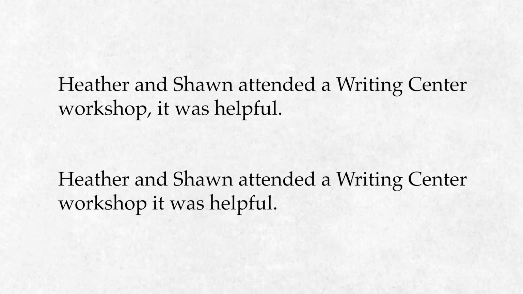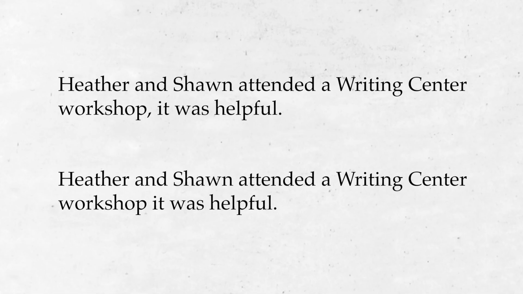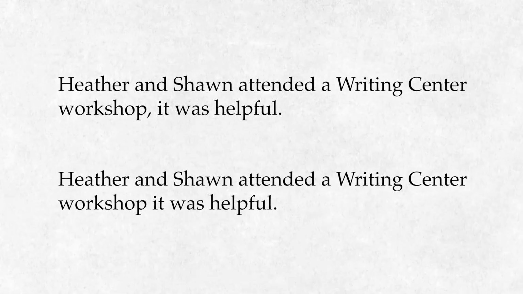Both of these sentences do not sound right, but there are a few simple methods for fixing run-on sentences and comma splices. 1. Include a comma and a coordinating conjunction between the 2 independent clauses. Heather and Sean attended a writing center workshop, and it was helpful. We added a comma and a conjunction, and, between the 2 clauses.